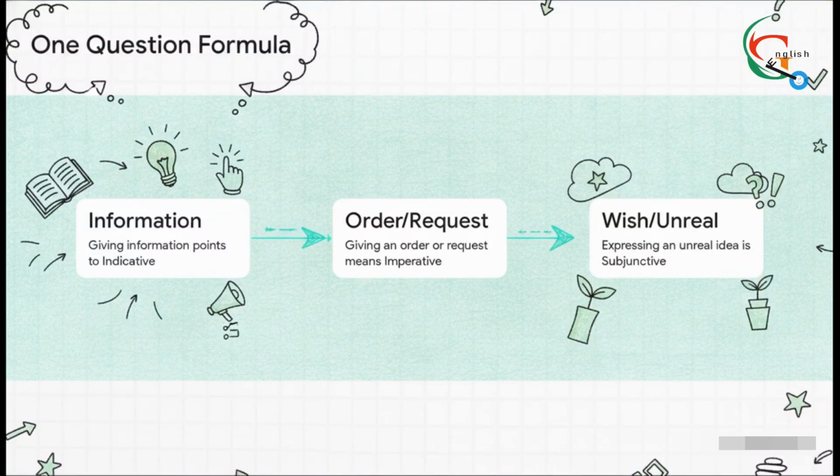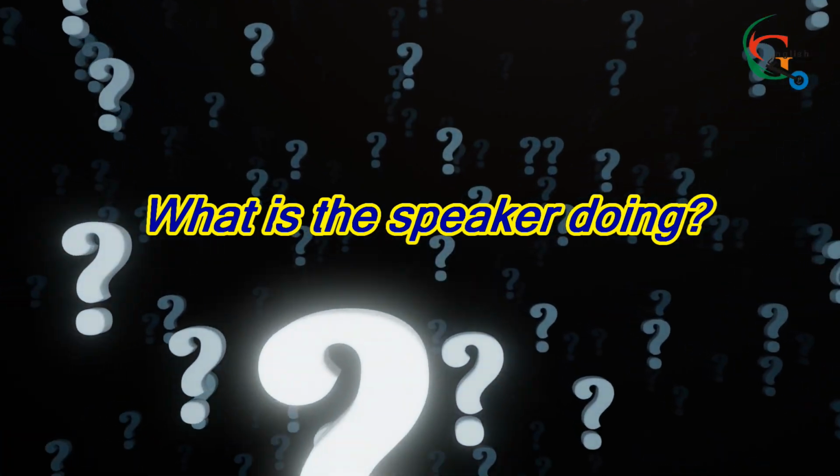Section 5, your self-study cheat sheet. All right, let's shift into high gear. Here is your one-question formula. When you're staring down your homework or practice test, just ask yourself one single question. What is the speaker doing?